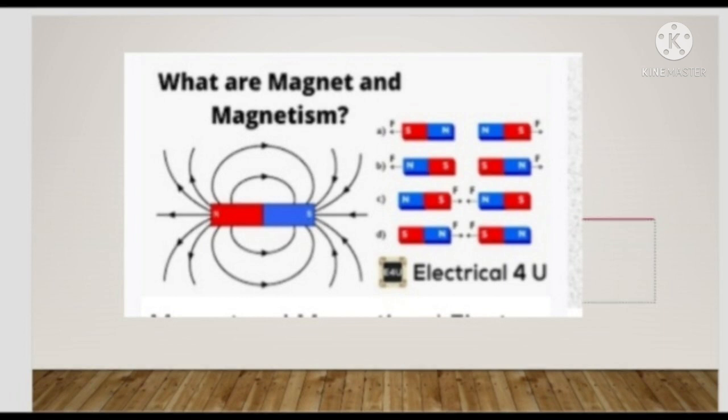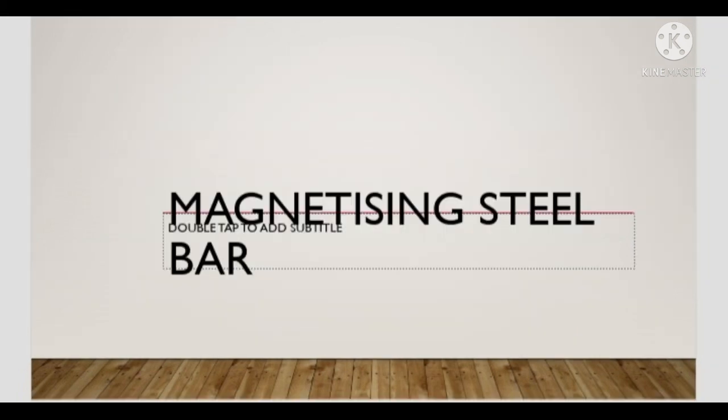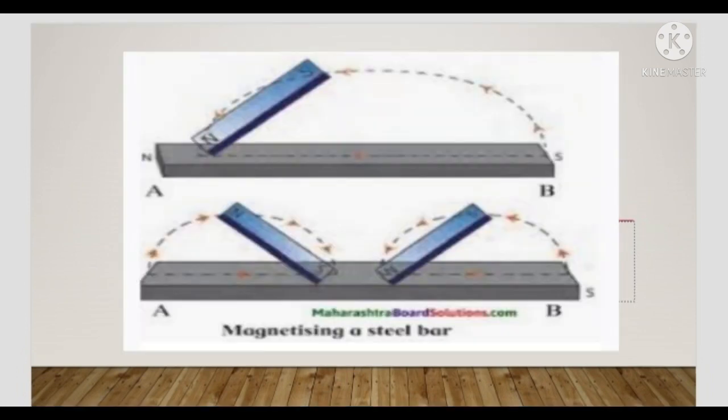Place the steel bar AB on a table, take the bar magnet, place the N pole at the A end of the steel bar and drag toward the B end. Lift the bar magnet and drag its north pole from the A end to B again and again. Repeat this 15 to 20 times. Now take the steel bar near some iron filings and observe what will happen. The steel bar will be seen to have developed magnetism. This method of magnetism is called the single touch method.